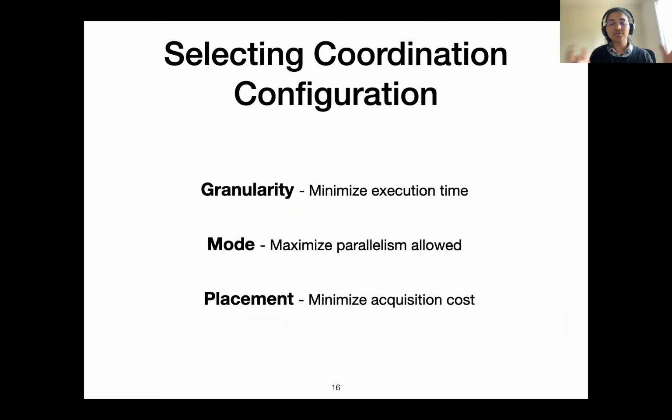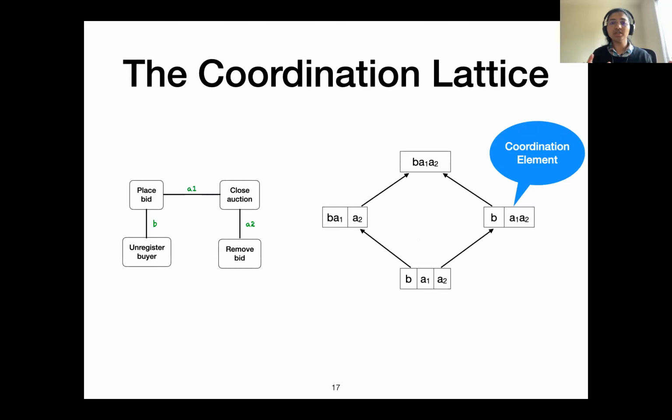To summarize regarding the variables, while selecting a coordination configuration, when we look at the granularity variable, we are looking at minimizing the execution time. When looking at the mode variable, we are trying to maximize the parallelism that can be allowed. And while selecting the placement variable, we are trying to minimize the acquisition cost. Now let us combine these three dimensions into a single structure so that it's easier for us to navigate. We can combine the three dimensions together to form something that we call a coordination lattice. The granularity dimension provides the lattice structure.